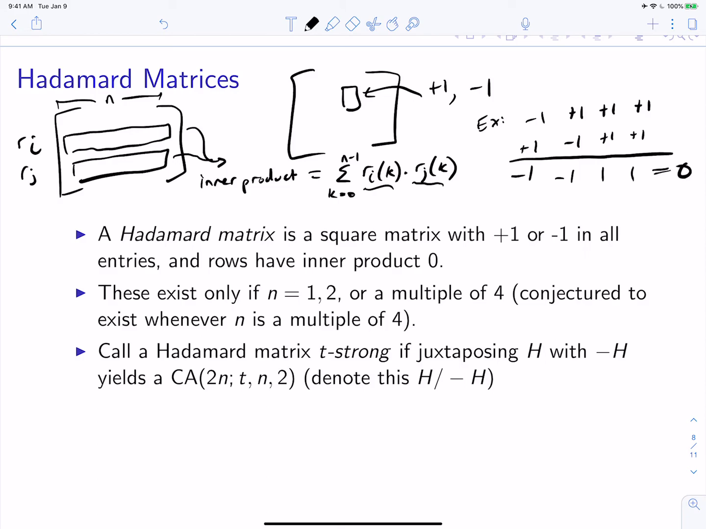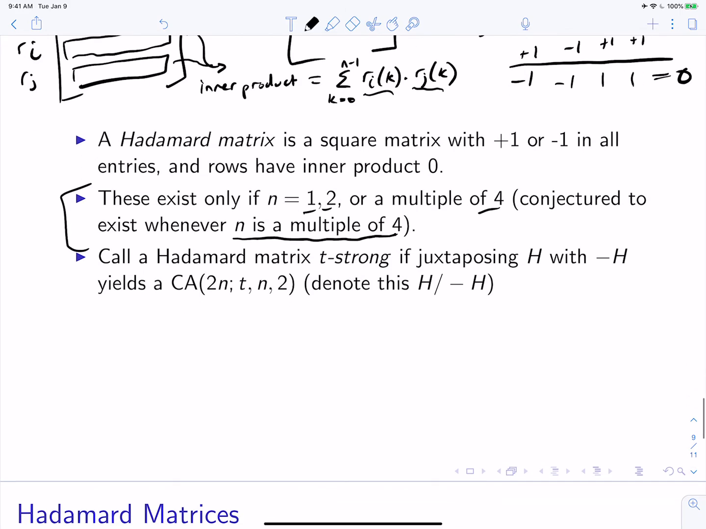So a Hadamard matrix is a square matrix where the inner product of any two rows or columns, I guess, will always be 0. And it has been proven that they only exist for orders 1, 2, or a multiple of 4. And a giant conjecture called the Hadamard conjecture says that they exist for every order that is a multiple of 4, but that hasn't been proven.